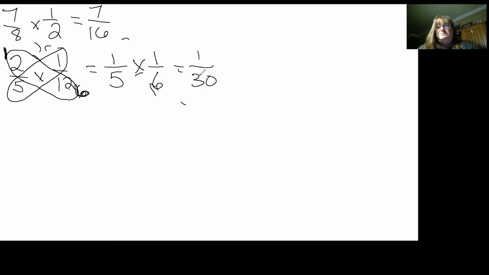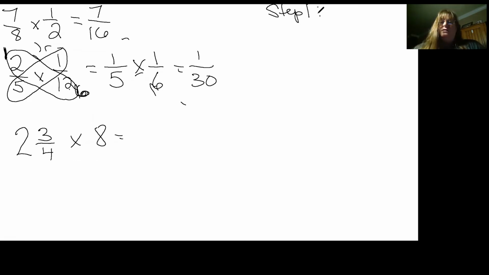Now, let's get to those mixed numbers. I'm going to give you first a mixed number times a whole number. Let's see if you remember these steps. The first problem is going to be 2 3/4 times 8 equals. I'm going to write the steps down up here because I think they're really important. Step 1. The first thing you want to do is convert your numbers into just plain old fractions.